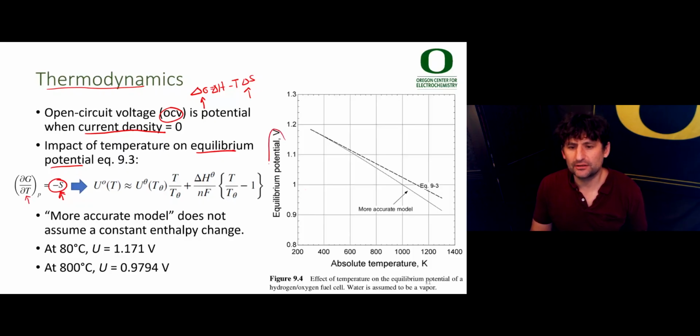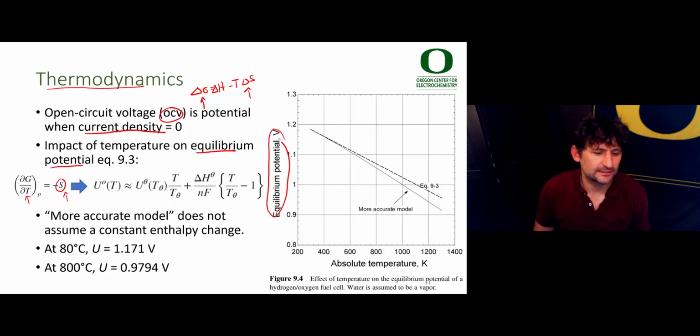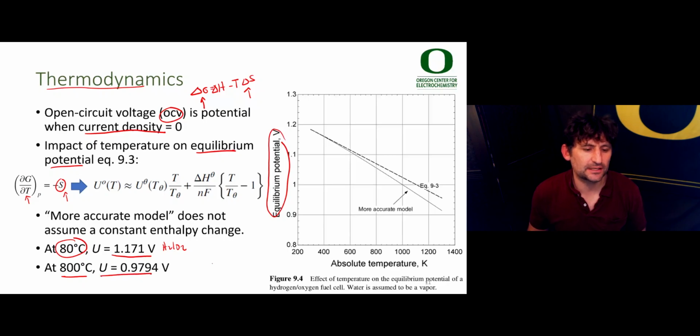Here's some data showing the equilibrium potential as a function of temperature. You can see that here. Now, it turns out that it's a little bit more complicated than that because entropy itself has some temperature dependence, which you can work out, and I'll show you on the next slide. So you have a sense of how big an effect this is. At 80 degrees Celsius, an H2O2 fuel cell has an open circuit voltage of about 1.17 volts. If you run that same reaction at 800 degrees Celsius, the open circuit potential is less than 1 volt. So it's substantially less. So the difference can be substantial.